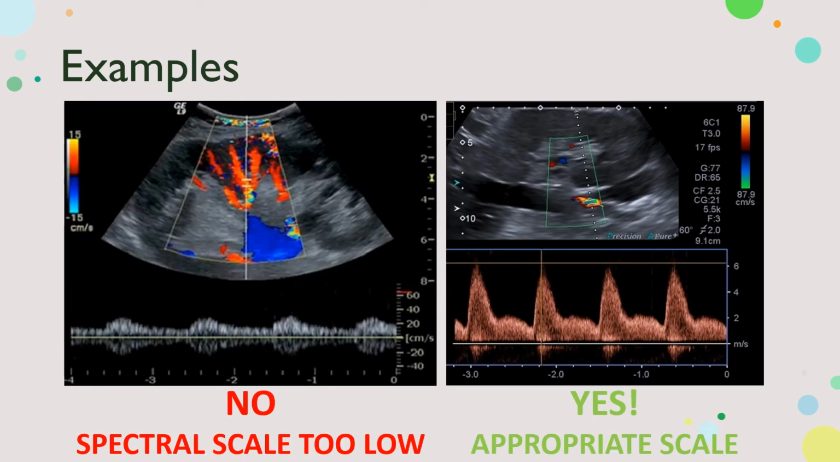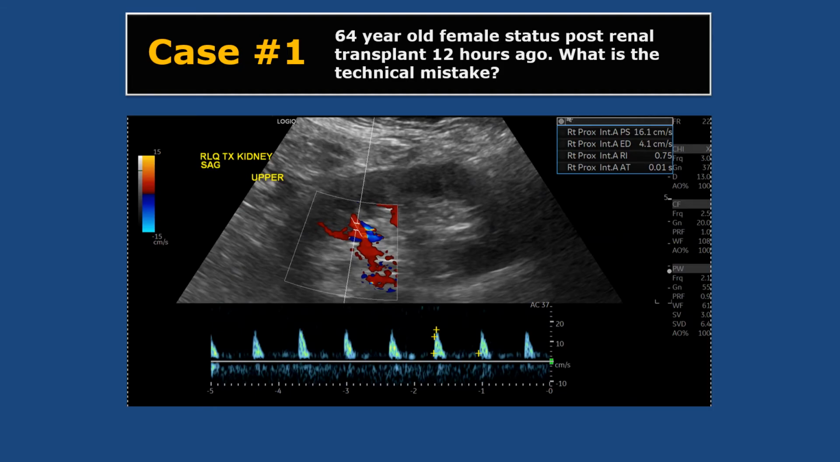Here's an example of a wimpy, pitiful scale in the first image, and then the second image shows an appropriate scale. We don't want a lot of dead space above and below the waveform. Here's an example of a renal transplant where they've Dopplered it, and then the waveform is down here. The acceleration time is measured correctly. Those are the first two calipers. However, the end-diastolic velocity that they're measuring here is not true diastolic flow, and I'll show you why.